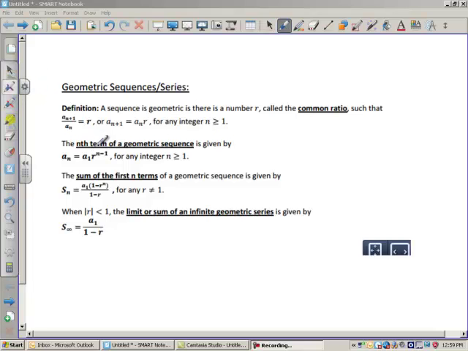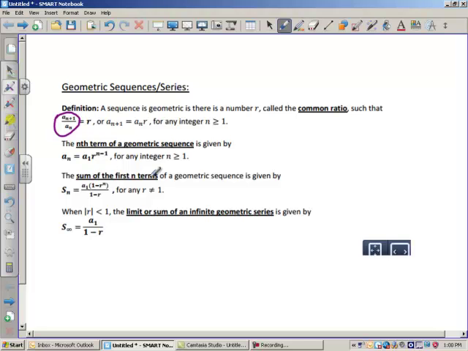We've got a formula for the nth term of a geometric sequence, and that is the nth term is a sub 1, which we know is the first term, times r, and r is the common ratio, to the n minus 1 power. We're going to see how to find r. r you can find by dividing the next term by the previous term. We'll see an example of that.